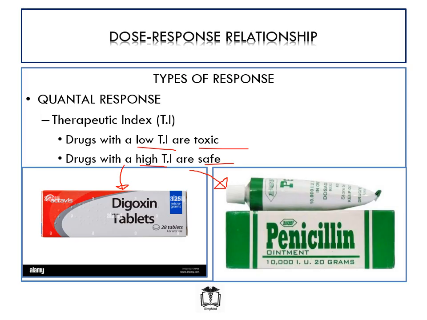All right, a very high TI would mean that the gap between the ED50 and the LD50 is very large. So we can keep on giving increased doses of this particular drug from the ED50 and we will not see any lethality or toxicity. Drugs like penicillin have a very high TI. Drugs like digoxin have a very low TI. There are many other drugs with a very low TI you should know about.